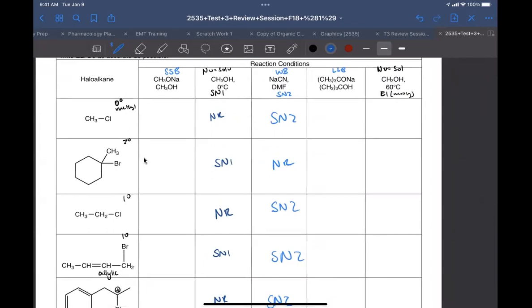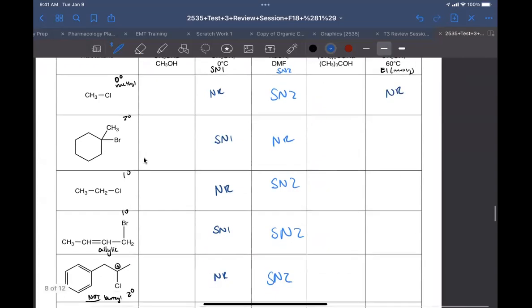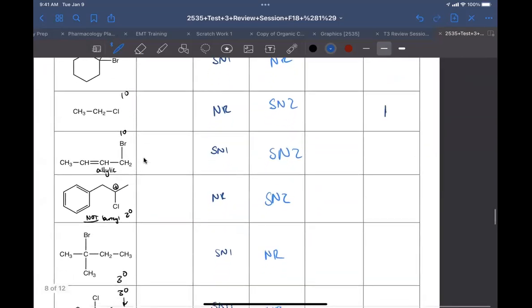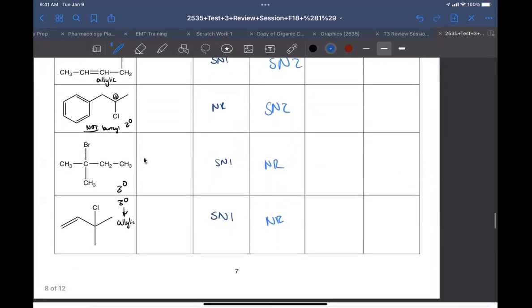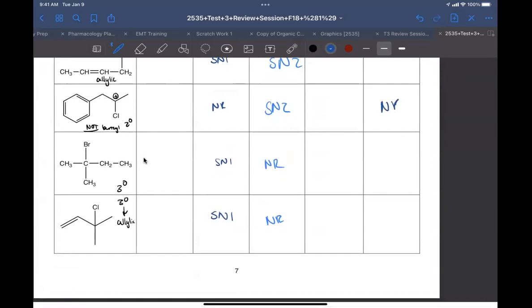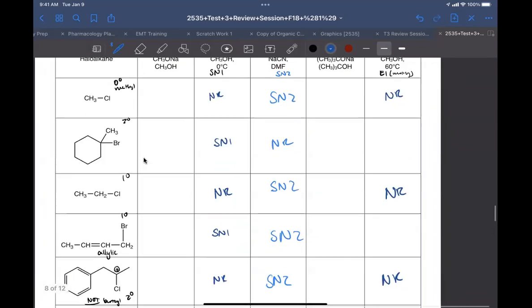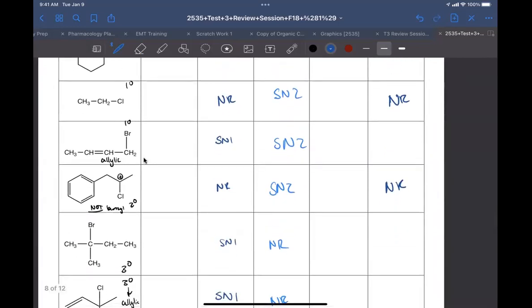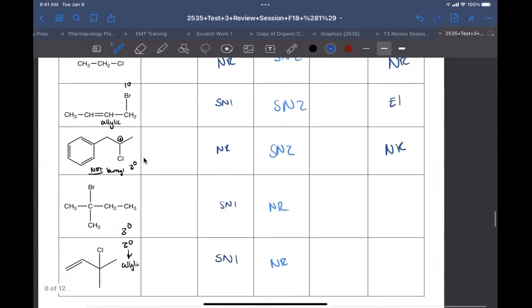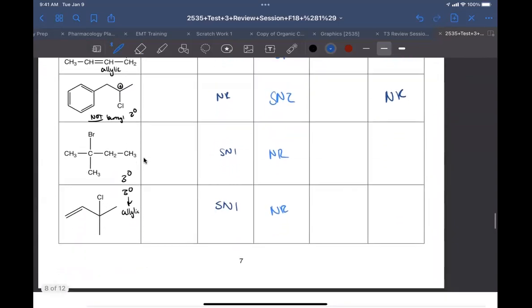No reaction for anything that's methyl, primary, secondary, assuming it's not allylic or benzylic, or basically stabilized by double bonds. So there's no reaction. That's tertiary. Primary, no reaction. Primary but allylic, we'll get a reaction, but we'll get to that later. Secondary, not benzylic, no reaction. Now let's just take it back from the top again. Tertiary, E1, easy. Allylic, but it's primary, E1, stabilized. Tertiary and tertiary, E1.